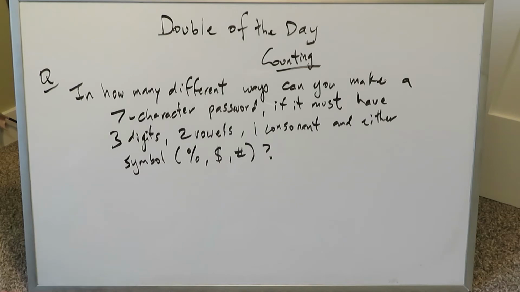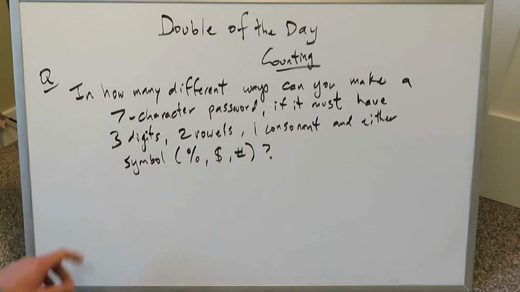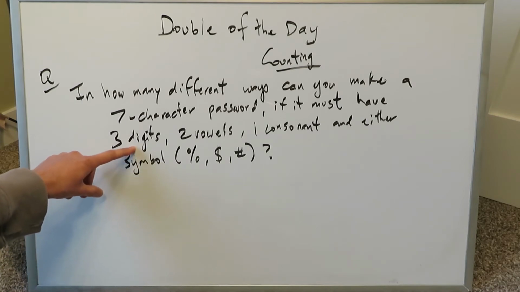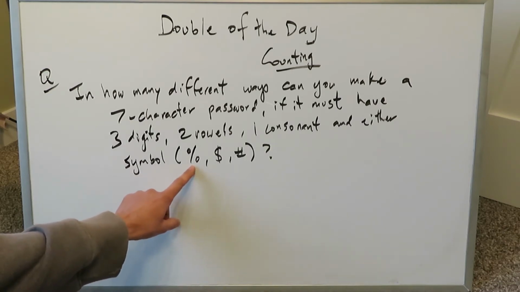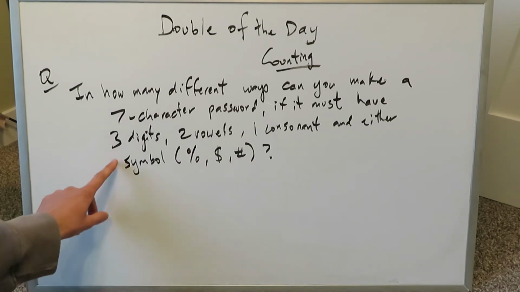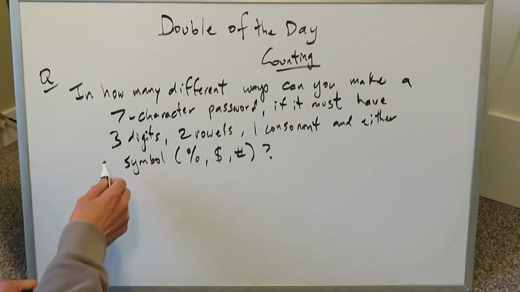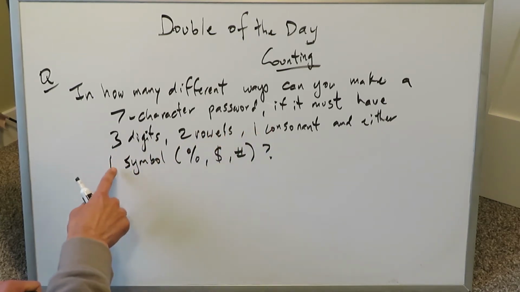In how many different ways can you make a 7-character password if it must have 3 digits, by digits we're talking about our numbers, 2 vowels, 1 consonant, and either symbol, you'll have to pick one from these. You have a percentage sign, a dollar sign, and a pound sign. You're looking for one symbol in terms of a single character, because these 3 digits, 2 vowels, 1 consonant, and this one symbol will give you your total of 7.